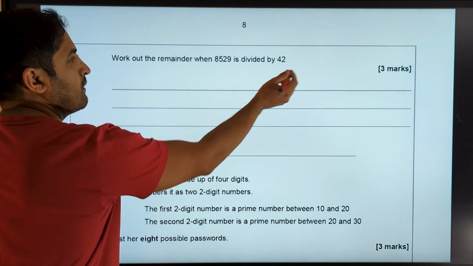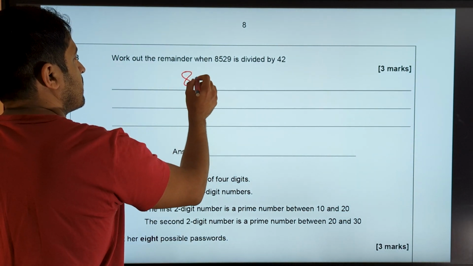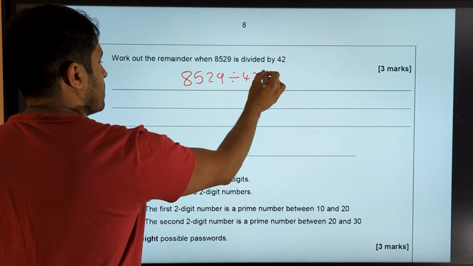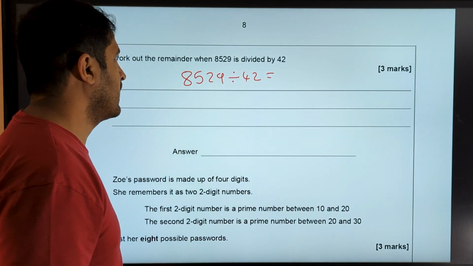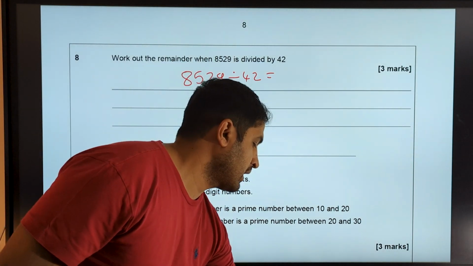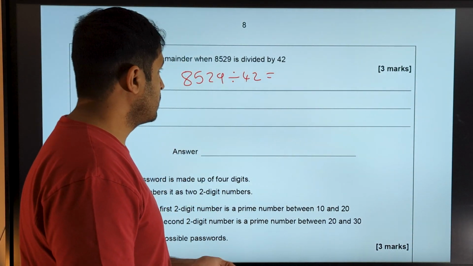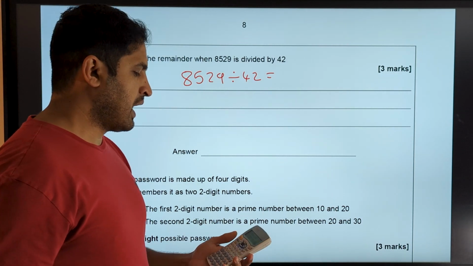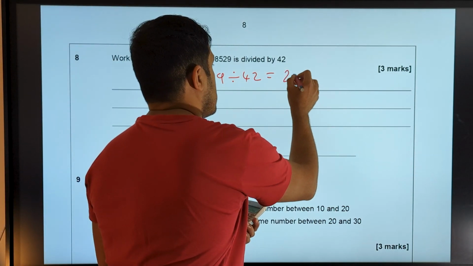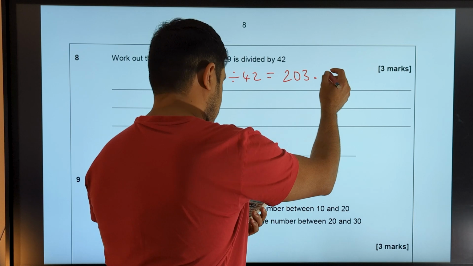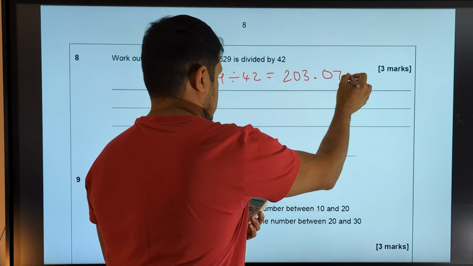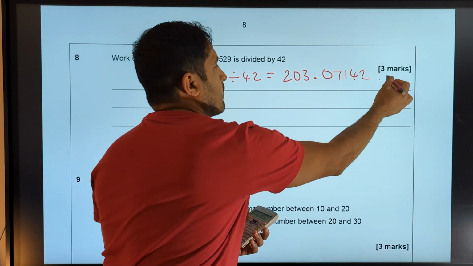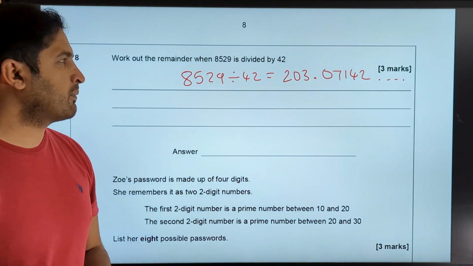Work out the remainder when you do 8,529 divided by 42. So first thing I do, if it's a 3 mark question, I would write it down: 8,529 divided by 42, and put it in the calculator. What would I get in the calculator? 8,529 divided by 42 gives 203 point something, 0.07142, and that will go on. You possibly get 1 mark for that.